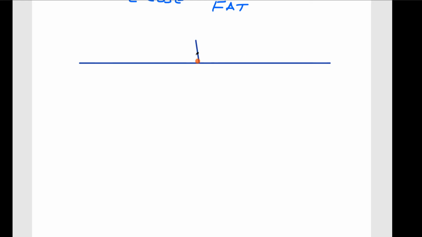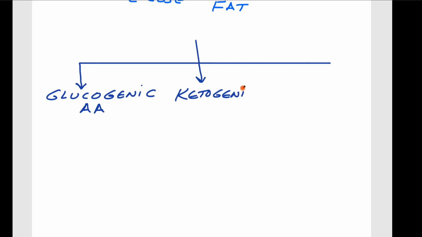Then the first one is glucogenic. That means they can be synthesized into glucose. The next one is ketogenic. We call it ketogenic. That means they can be synthesized into either ketone bodies or fat. Then the next one is both glucogenic and ketogenic.